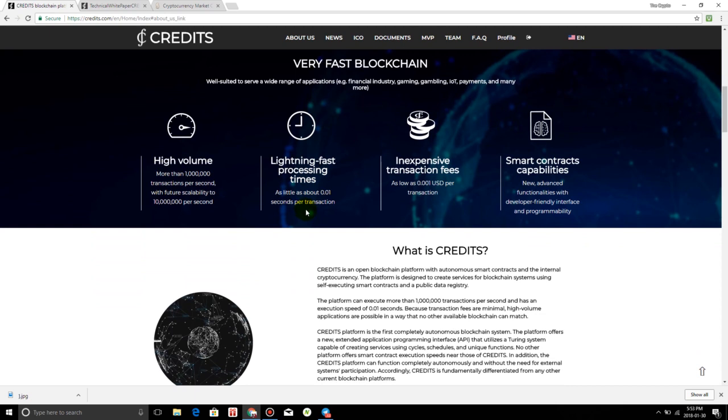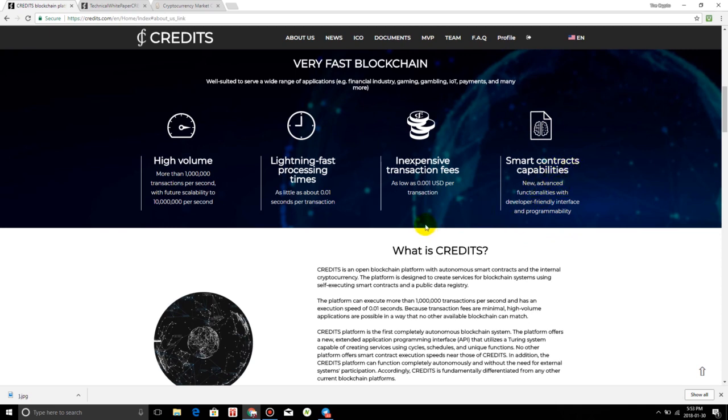You know, so here we go, lightning fast processing times as well. As little as about 0.01 seconds per transaction, so not even a second. So that's super duper fast, nothing that we have ever seen before in regards to blockchain. Inexpensive transaction fees as low as 0.001 USD per transaction, guys, not even a cent. So the fees are very, very inexpensive and nominal. Smart contract capabilities, new advanced functionalities with developer friendly interface and programmability. We will get to that in a second.